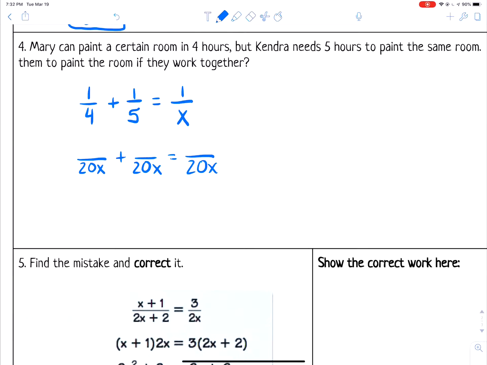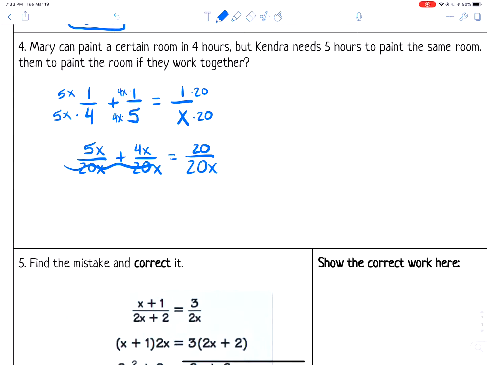So I would need to multiply the first fraction by 5x on the top and the bottom. So I get 5x at the top. The second fraction I would need to multiply by 4x on the top and the bottom. So I get 4x at the top. And then the last fraction I need to multiply by 20. So I have the same denominator at the bottom of all of them.